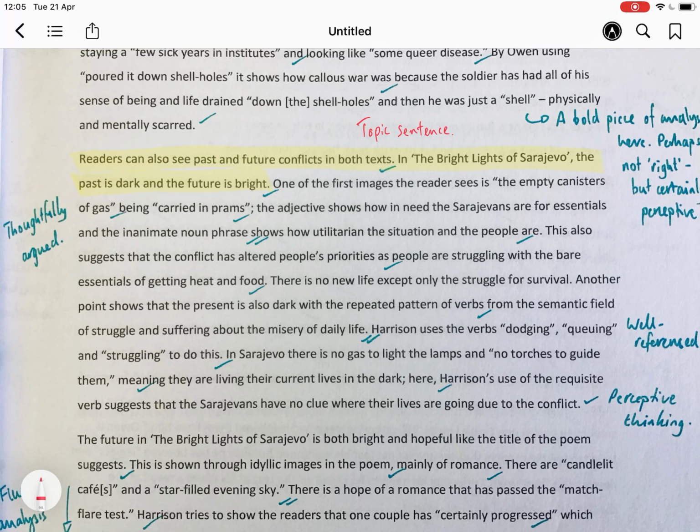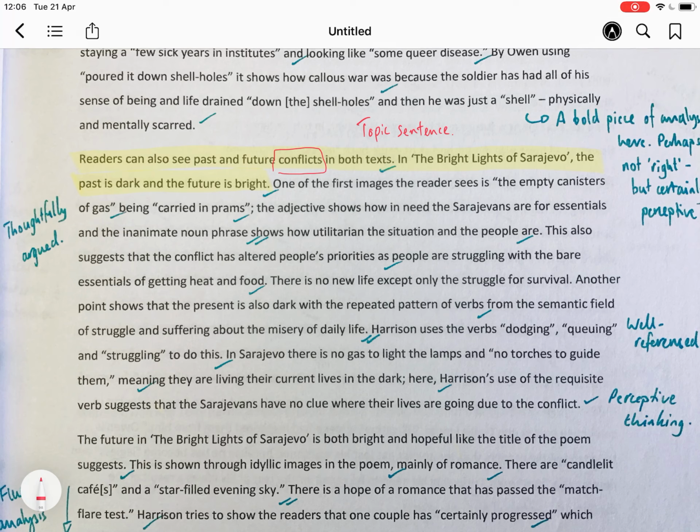It's very clear to us that we are looking at the question. This student was answering a question about conflict, and here we go. We're dealing with conflicts. And they nicely tell us what they're going to be talking about in the rest of their paragraph, about the darkness of this time period for these people.